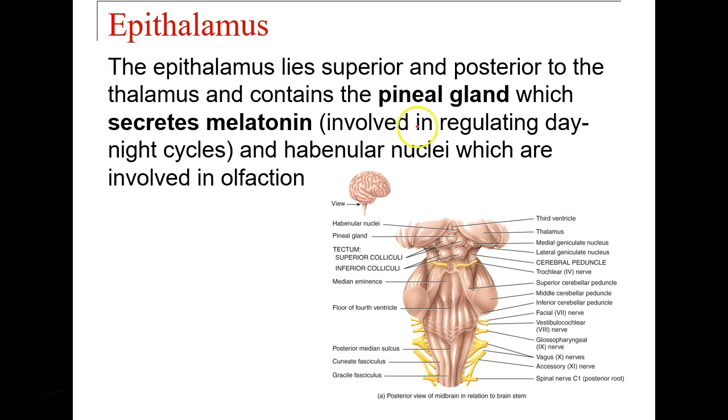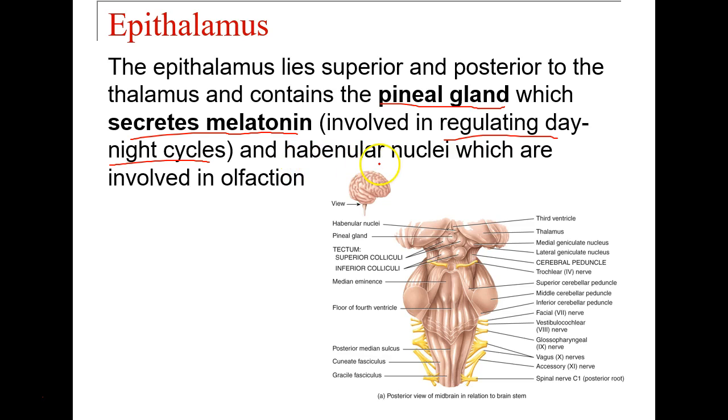The epithalamus, big thing here, it contains the pineal gland. The pineal gland is going to secrete melatonin, which is for helping us fall asleep. This is also regulating our day and night cycles. More melatonin is produced during dark hours, so less light, more melatonin.